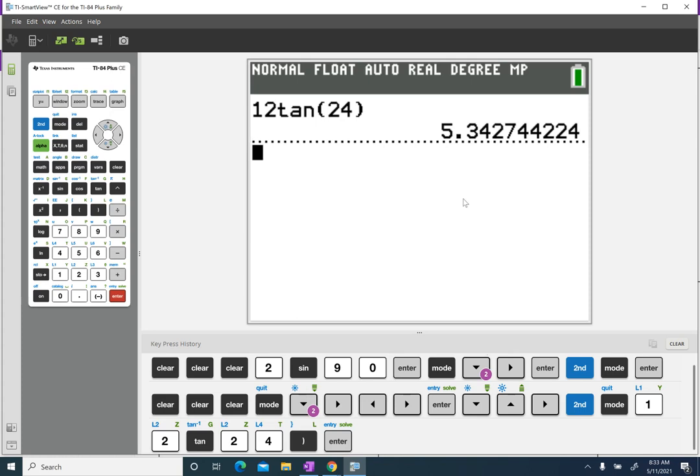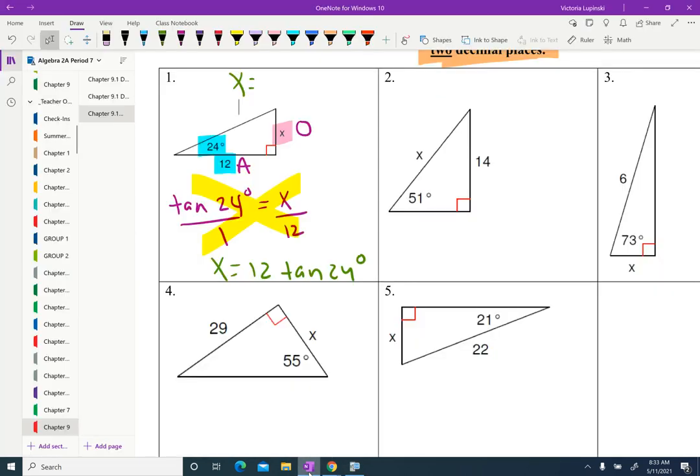Whatever answer you get here, you're going to go ahead and round to exactly 2 decimal places, and you're going to add that to your sheet. So the answer here is 5.34. So x is equal to 5.34. And again, you do have to make sure that you calculate that decimal. You're going to go ahead and do it to exactly 2 decimal places.